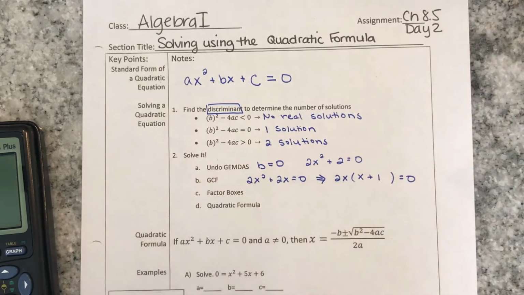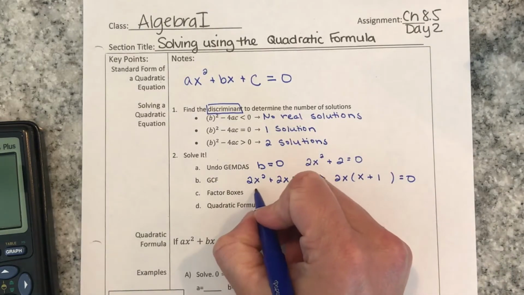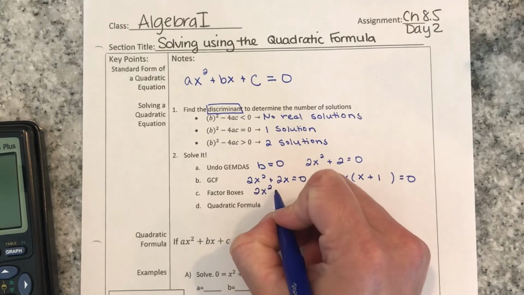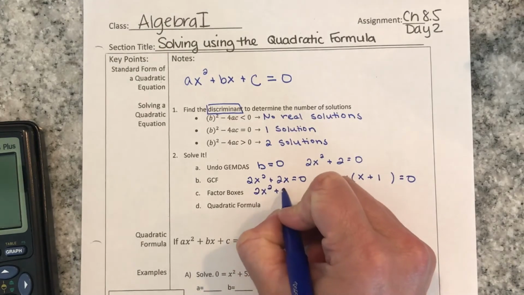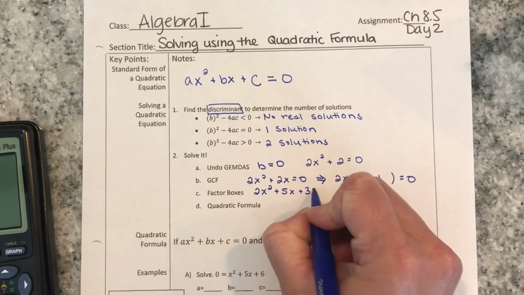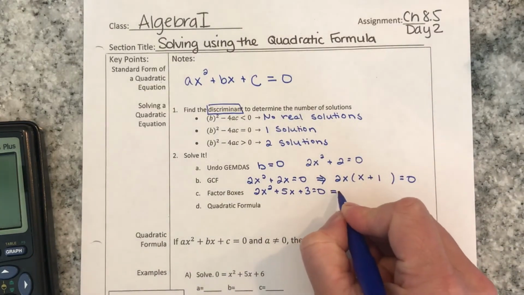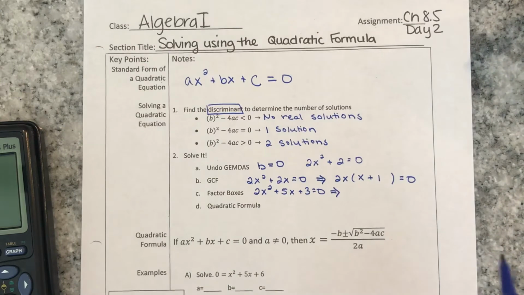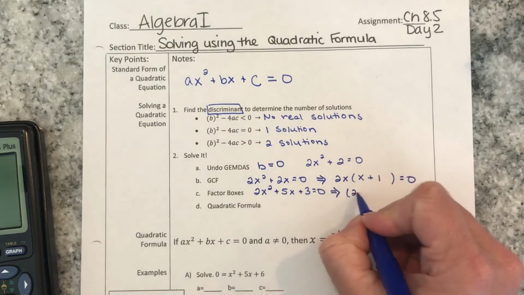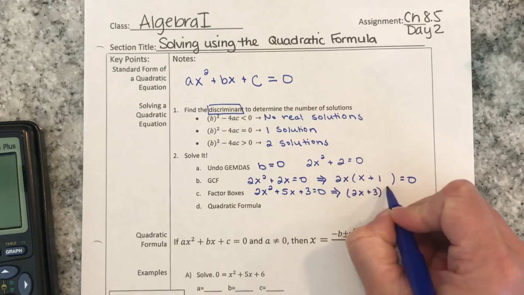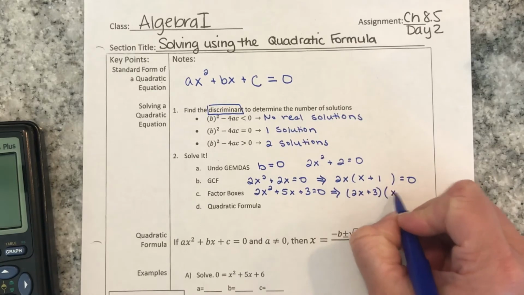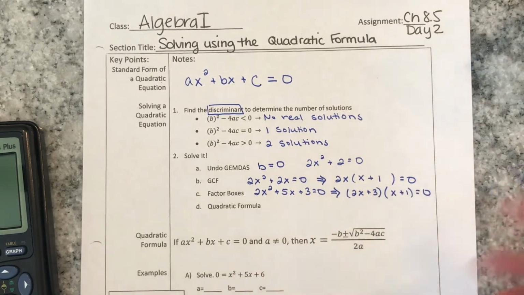Or occasionally you have to use a factor box. So something like 2x squared plus 5x plus 3 equals 0. And then you would set up your x, fill in your box, and you would come up with 2x plus 3 times the quantity of x plus 1 equals 0. So it's factorable.